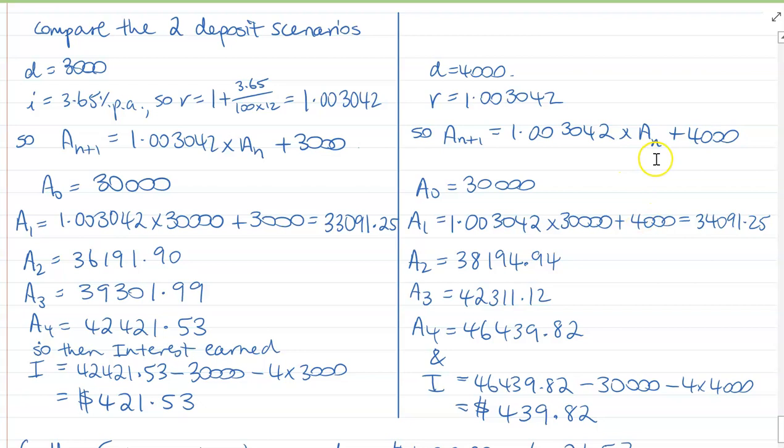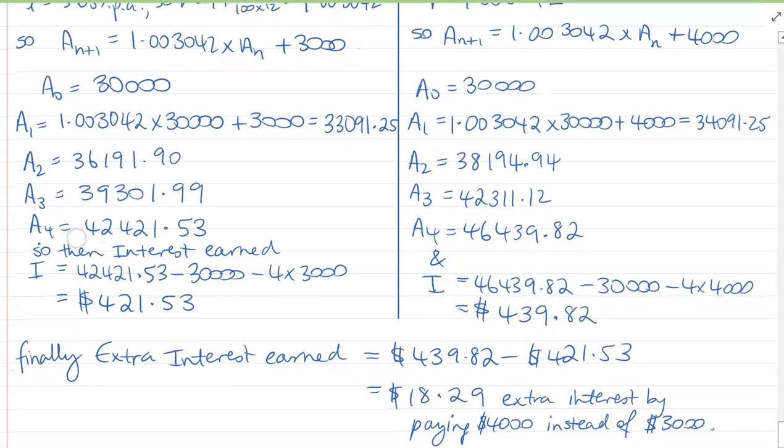Compare this to if he was making $4,000 deposit every month. You could see that the balance in the account after the 4 months was $46,439.82, which means that he would have earned $439.82 worth of interest. Now, interestingly, comparing the extra interest then earned, if I look at the difference between them, that's only a difference of $18.29 extra interest during that 4-month period, if he was paying $4,000 instead of $3,000.